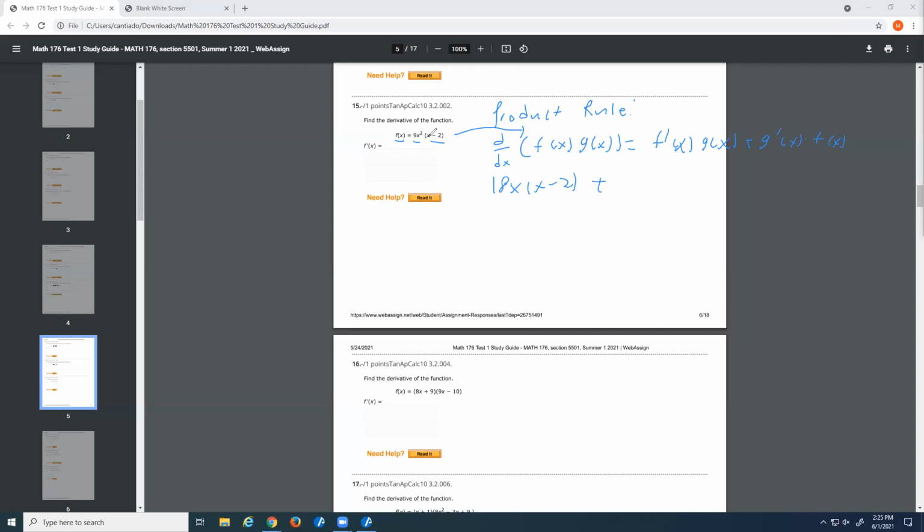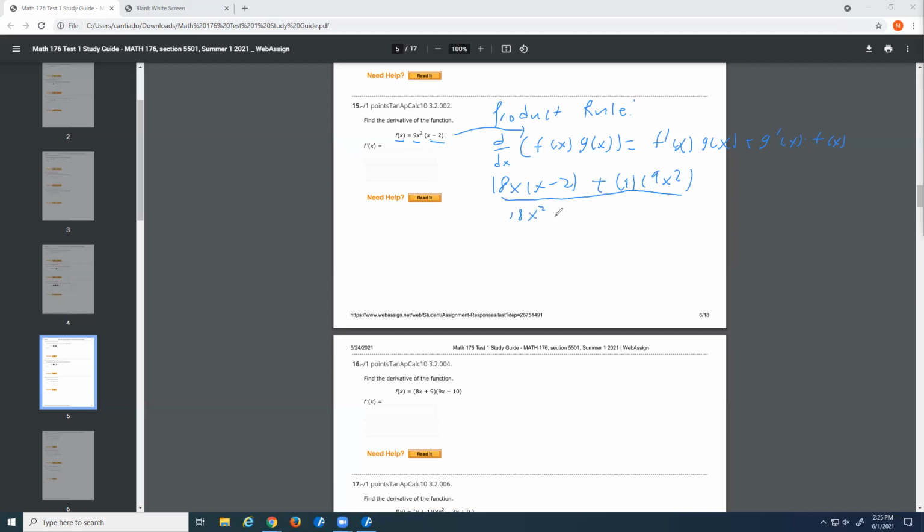And then we can add the derivative of the second one. The derivative of x minus 2, well, derivative of x is just 1. So we'll have 1, and then the derivative of negative 2 is just constant, so it's just going to be 0, so no need to worry about that. And then from there, we'll have just multiplying by original f of x, which is 9x squared. All right, so I'll go ahead and multiply this out. This is probably a fine answer here to put into WebAssign, but I'm going to do a little bit of simplification just for the sake of example.